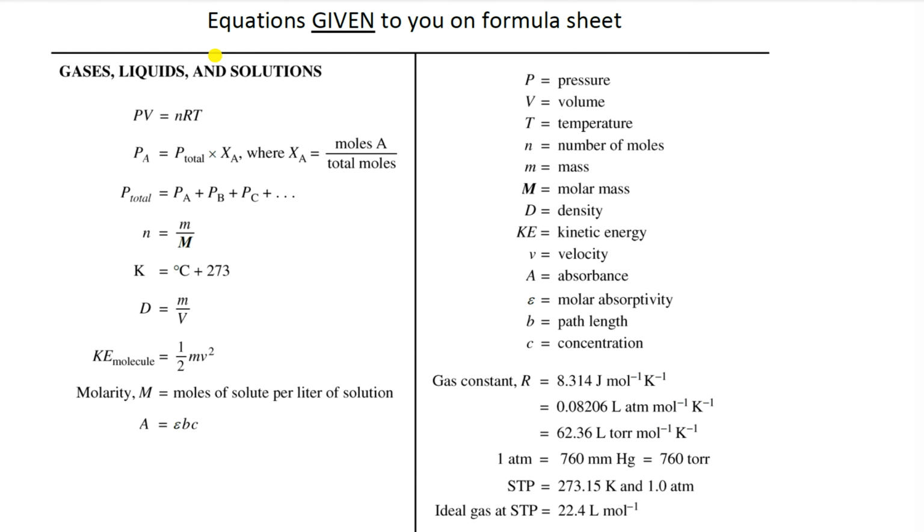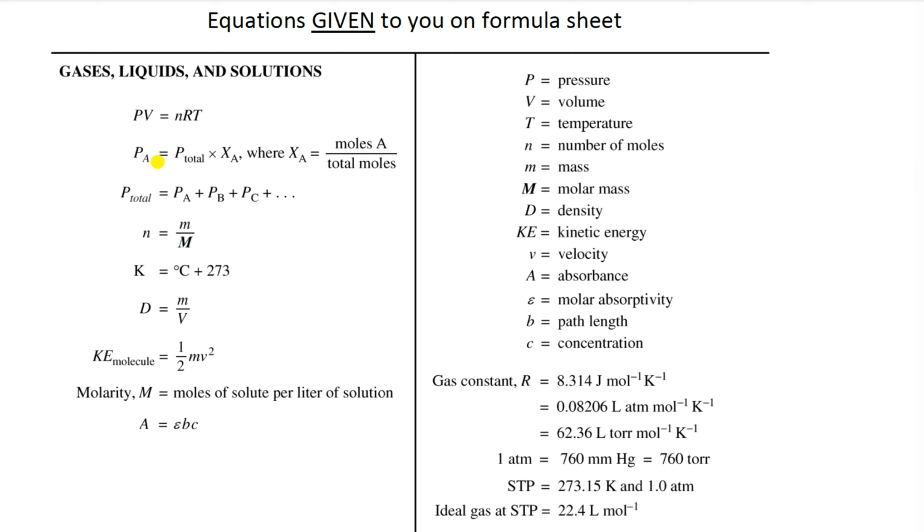So you'll notice on your formula sheet, which you'll be given on the day of the test, any quizzes, AP exam, this section on gases, liquids, and solutions has a lot of formulas, but most of it you're already familiar with, like PV equals nRT. That's your ideal gas law.